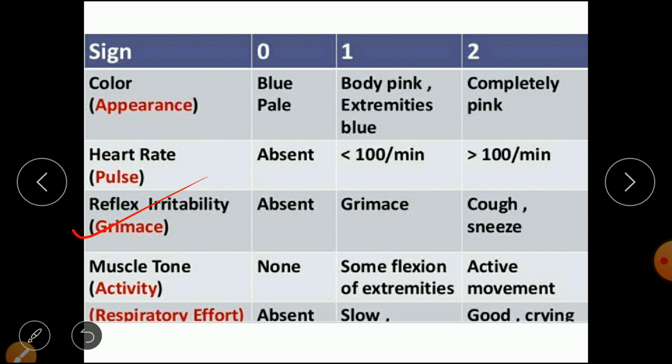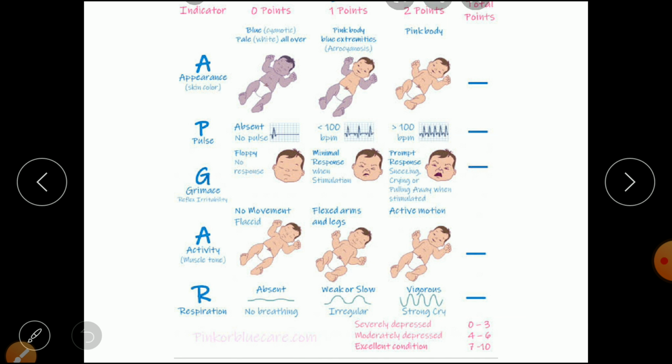The third sign is grimace, known as reflex irritability. In that, you have to give some type of stimulus, or you can just pinch the baby's body. If there is no expression, 0 points. Grimace, that means some facial expression is present, that is 1 point. And if the baby coughs, sneezes or cries excessively, you have to give 2 points. See in the diagram, in 0 points there is no expression, no response, floppy face of the baby. If there is minimal response when you apply stimulation or pinching, 1 point. And if sneezing or crying during stimulation, you have to give 2 points.